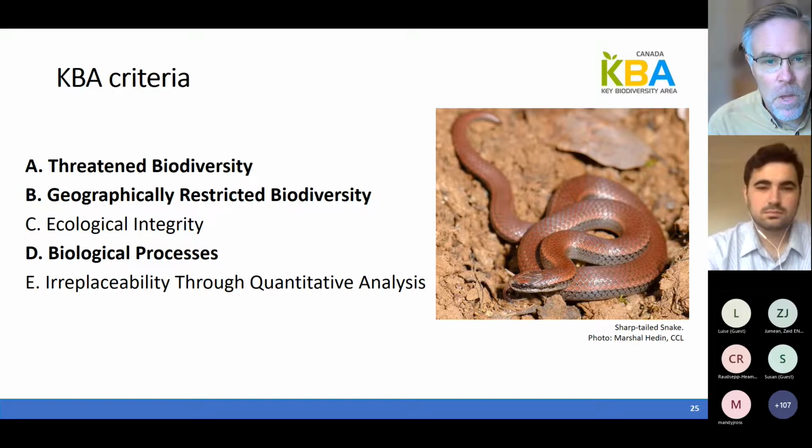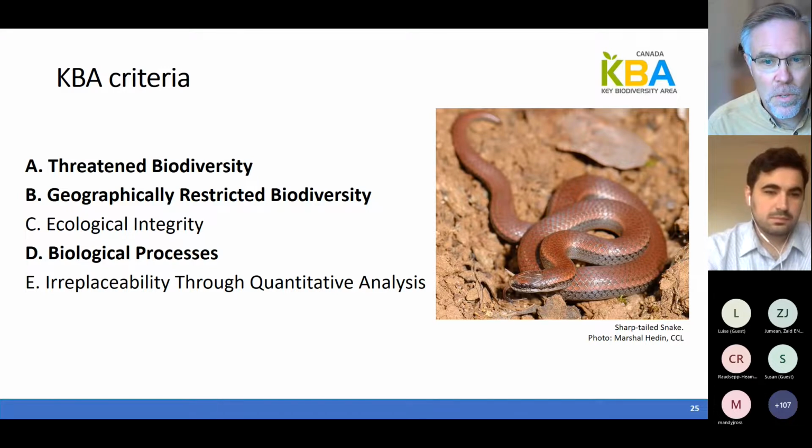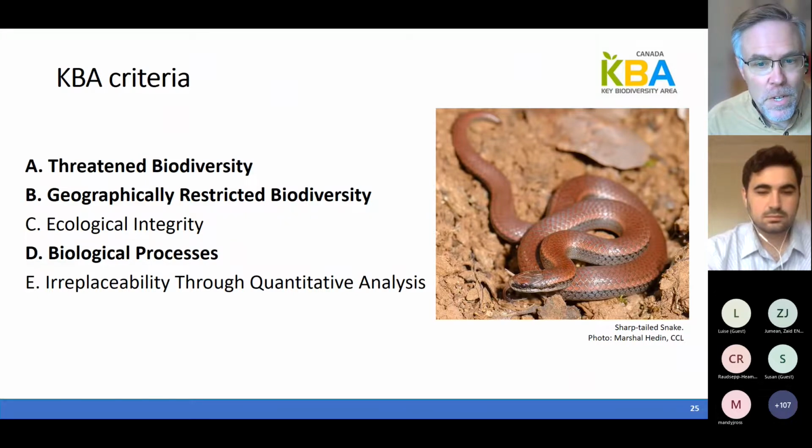So that's criterion A. Criteria B and D get at all species, not just listed ones, where unique or special conditions occur. Criterion B is for species with very limited range, either globally or nationally. Note that provincial rarity does not come into play for KBAs. So red listed, blue listed by the provincial CDC does not come into play. Criterion D is for areas of unique critical aspects to species or species assemblages. I'll look a bit more closely at these 3 main criteria.